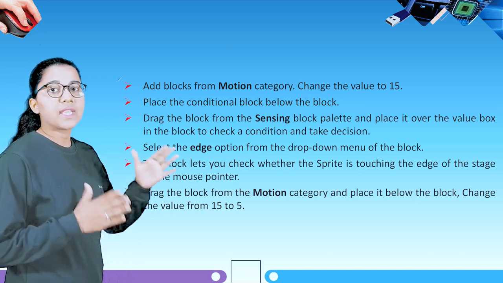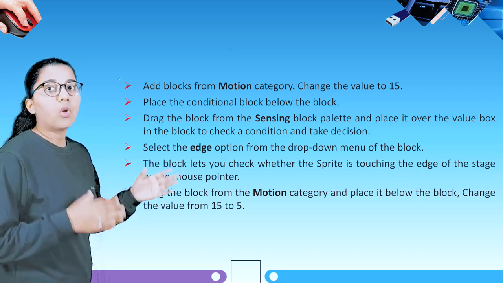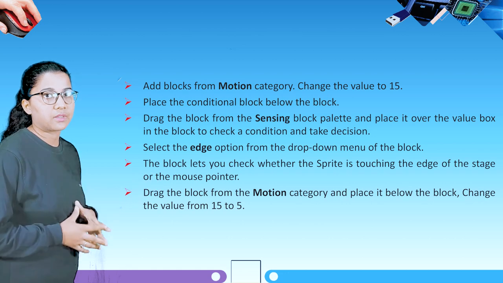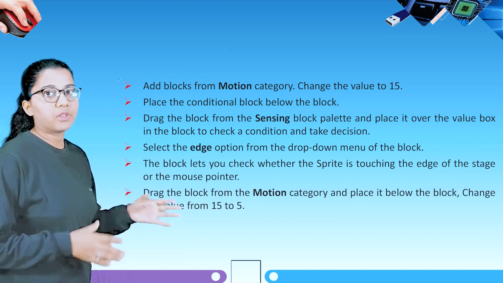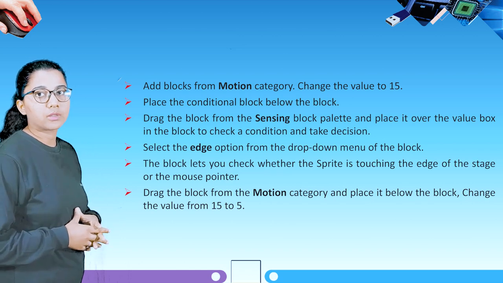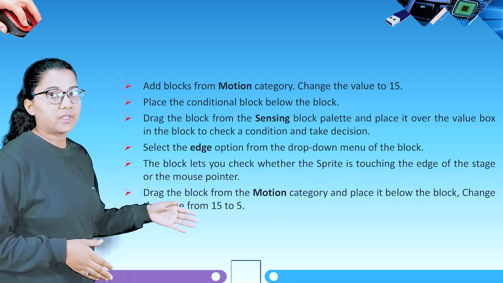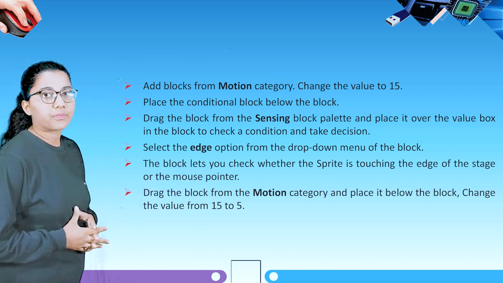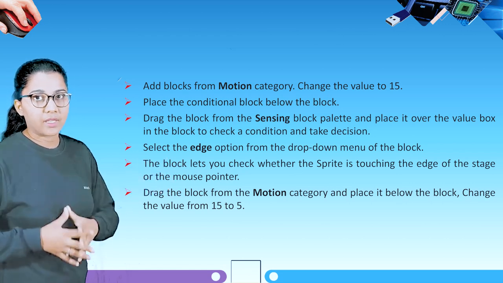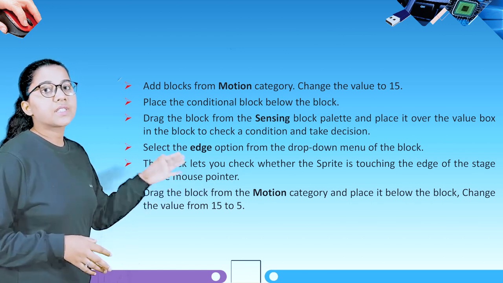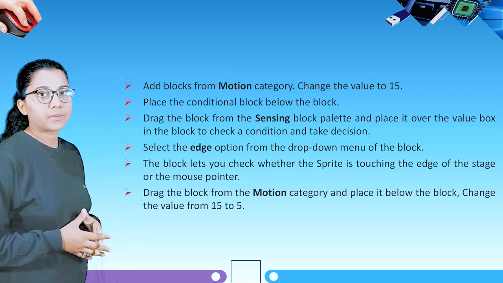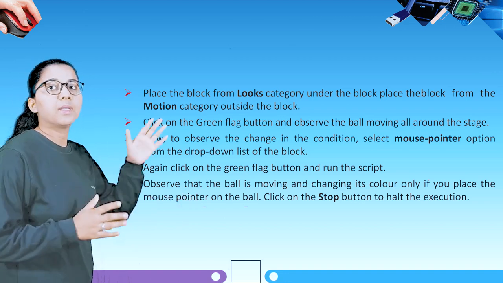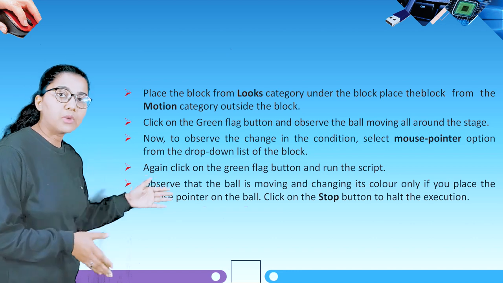Drag the touching block from the sensing block palette and place it over the value box in the if block to check a condition and take a decision. Select the edge option from the drop-down menu of the touching block. The touching blocks let you check whether the sprite is touching the edge of the stage or the mouse pointer. Drag the move block from the motion category and place it below the if block. Change the value from 15 to 5. Place the change color effect block from the looks category under the move block. Place the move block from the motion category outside the if block.